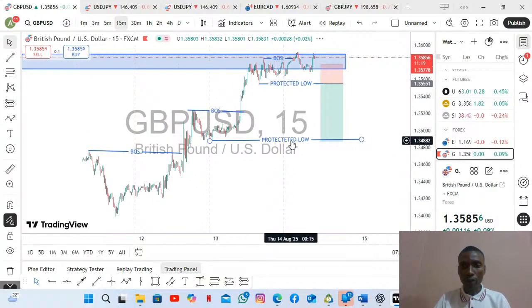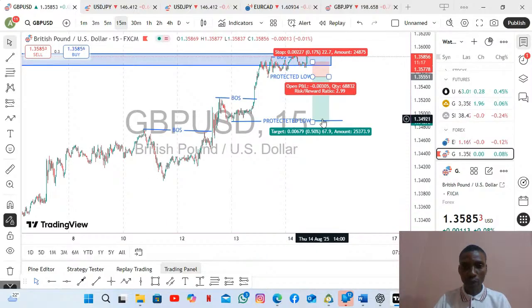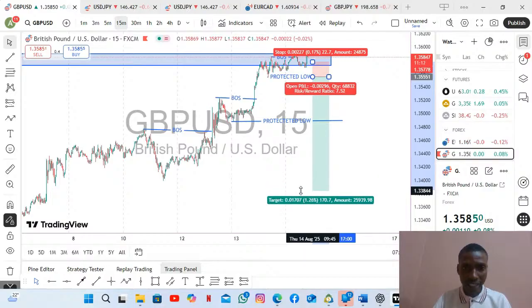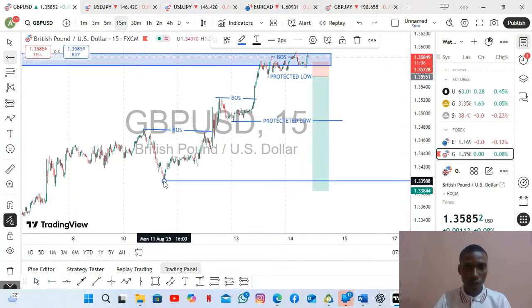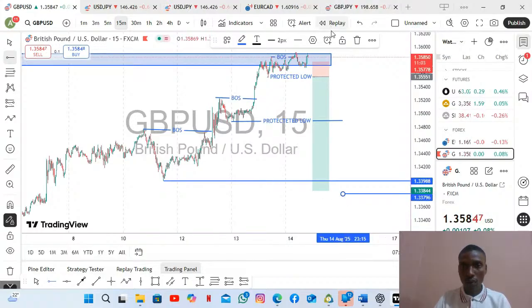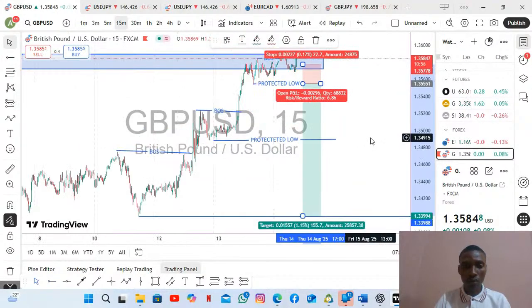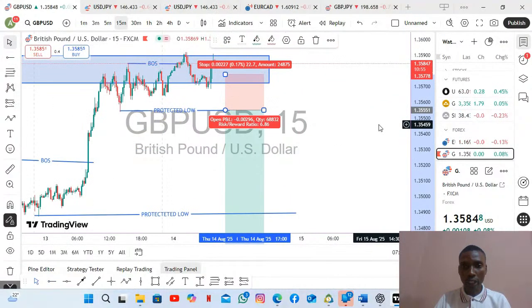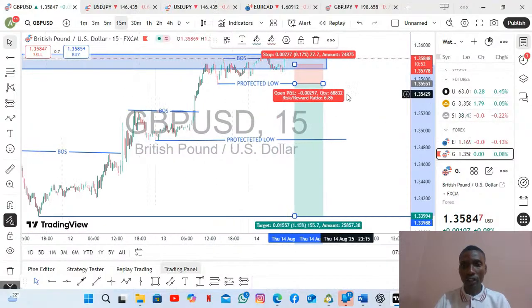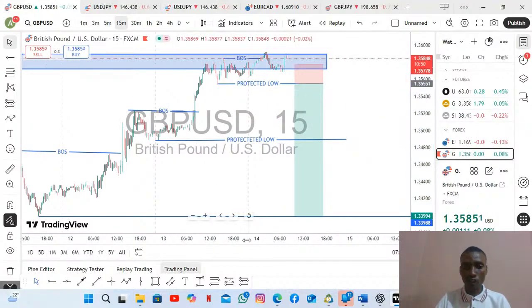So this will have been our first target profit. Why? Ultimately, if we are selling, we are coming here. Ultimately, this is where we are heading to. But for now, price is in the order block and it is ranging.